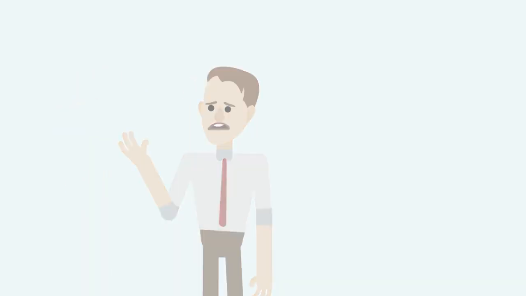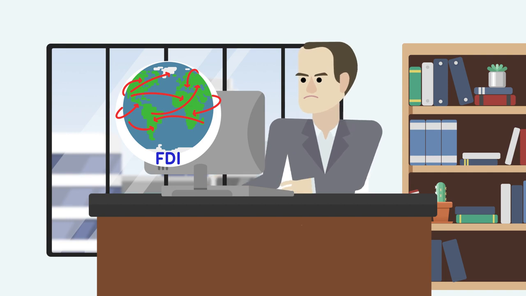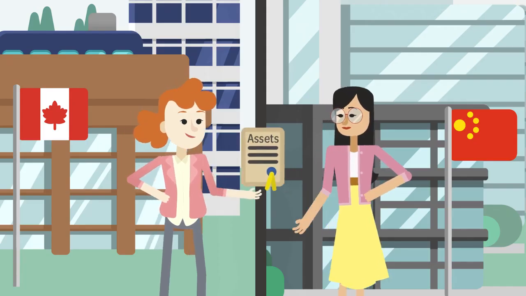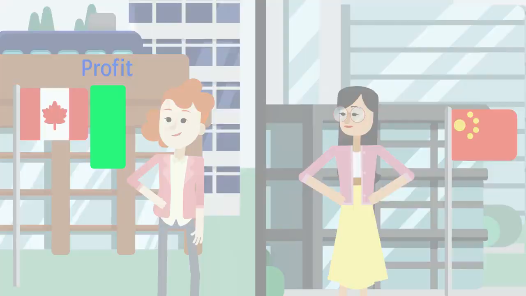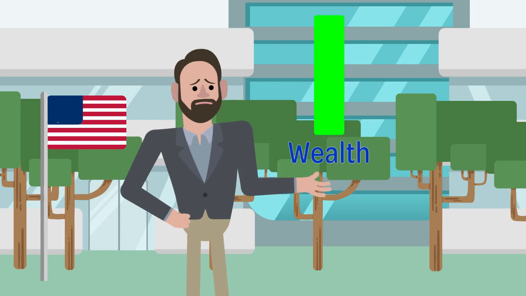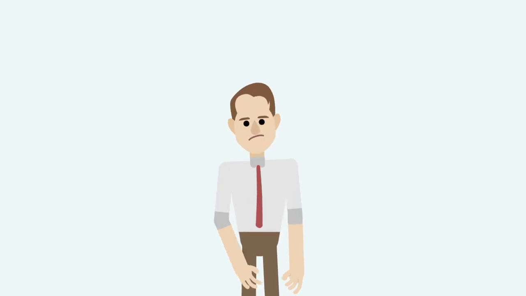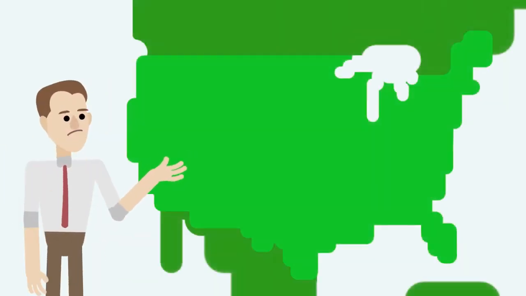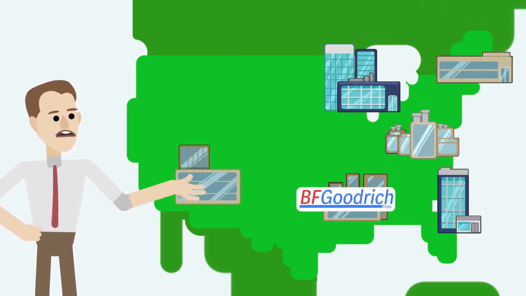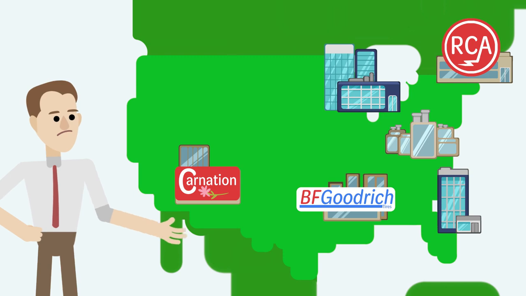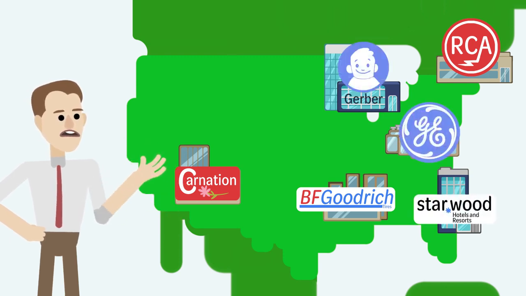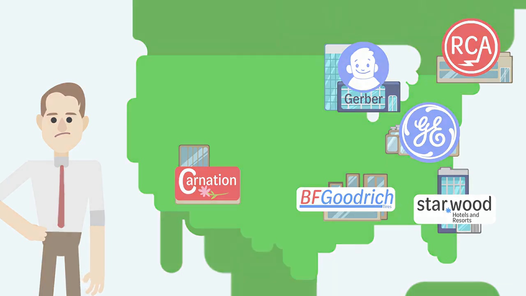On the other hand, some leaders see FDI as potentially problematic as foreigners buy up important assets in one country and take the profits back to their home country. Several industry experts fear that the U.S. is selling off our ability to produce wealth. What do they mean? Well, foreign corporations own many prominent U.S. companies such as BFGoodrich, RCA, Carnation, Gerber, Starwood Hotels, and General Electric's appliance business, to name just a few.